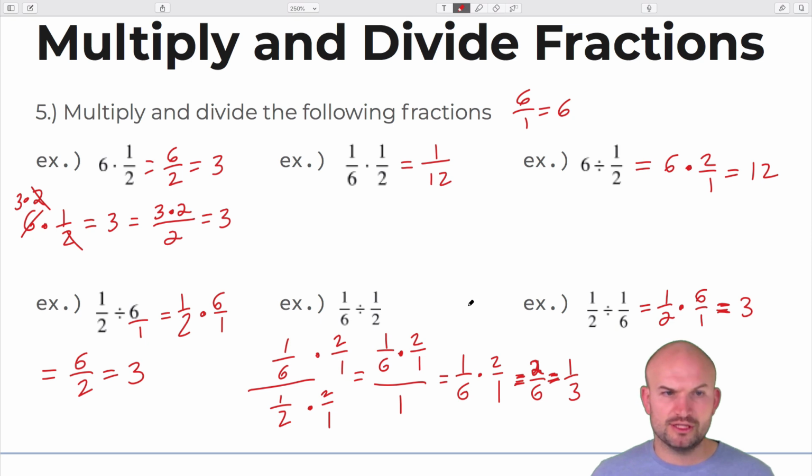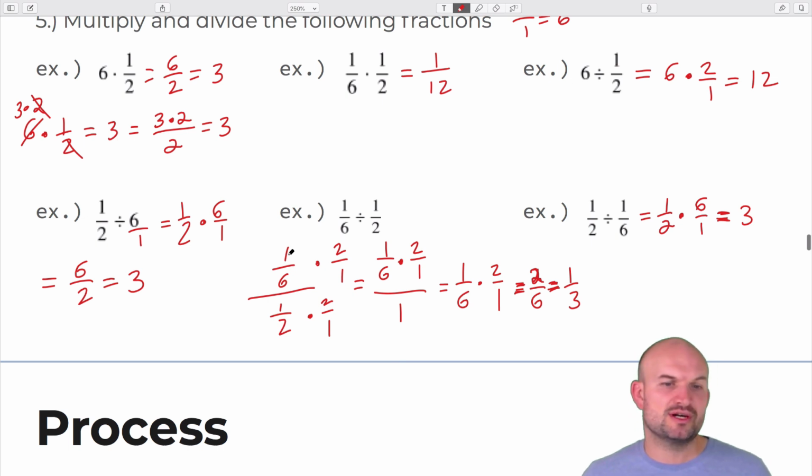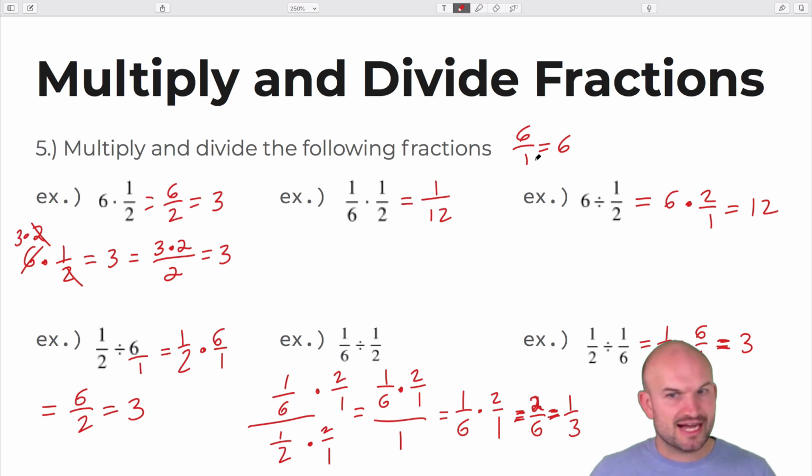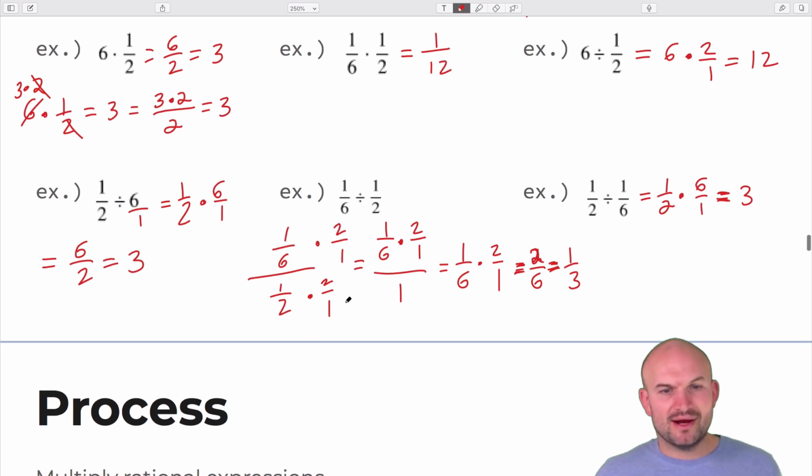But I think it's really important to look at the division in a separate way so that we understand why keep, change, flip works. So what I showed them was, what if we wrote the fraction like this? 1/6 divided by 1/2. Again, my favorite fraction is 6 over 1, because 6 over 1 is just 6. If I have a fraction where 1 is in the denominator, I actually don't have a fraction. So right now, I have this big fraction, 1/6 over 1/2.